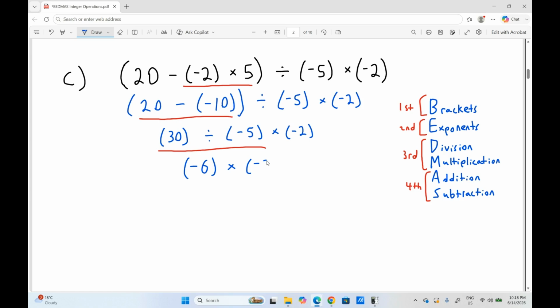And now I just write down what I haven't used yet, which is the times -2. I have -6 times -2. Now, if you recall, a negative times a negative will be a positive. So now I just compute 6 times 2. 6 times 2 is going to be 12. So my final answer is going to be +12.